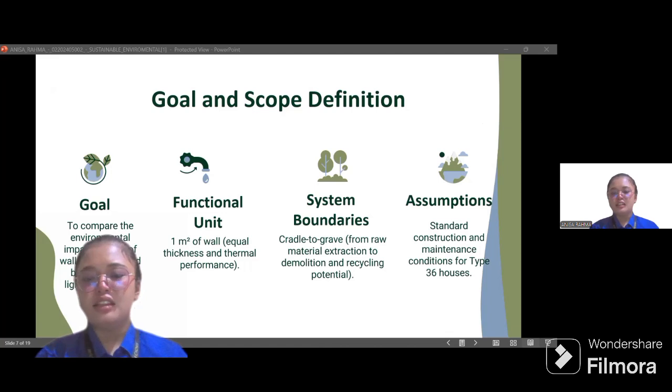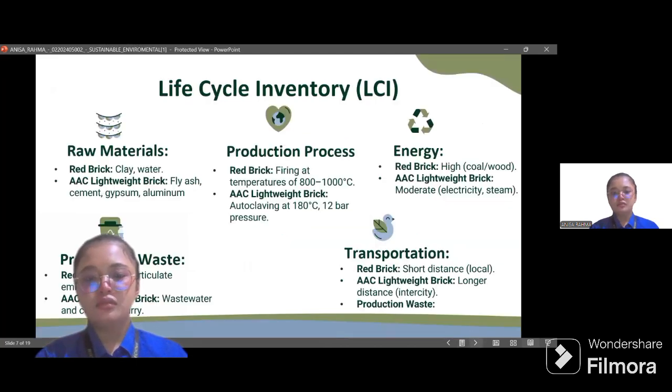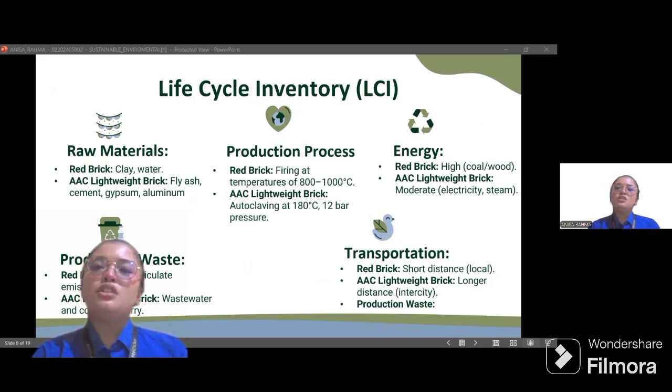And next slide, I have life cycle inventory or LCI. In this slide, I will discuss the life cycle inventory or LCI, which is the stage that maps inputs and outputs associated with the life cycle of the two materials we are comparing, which is red bricks and AAC bricks.